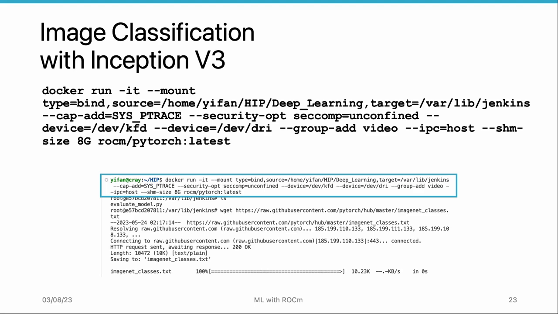The source parameter designates the path to the desired host machine directory to be mounted, while the target parameter specifies the corresponding location within the container where the directory will be accessible.